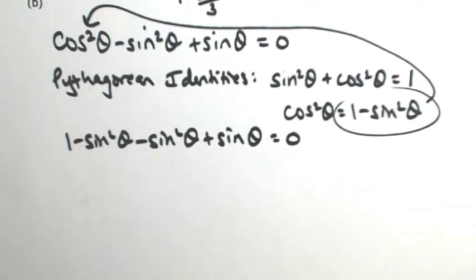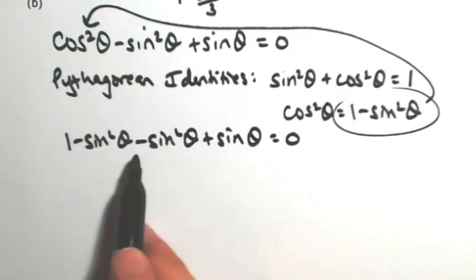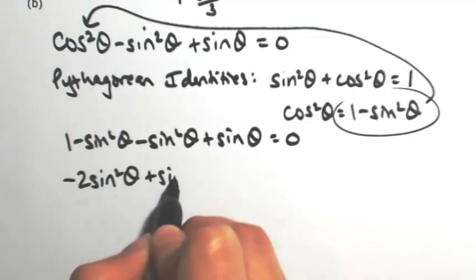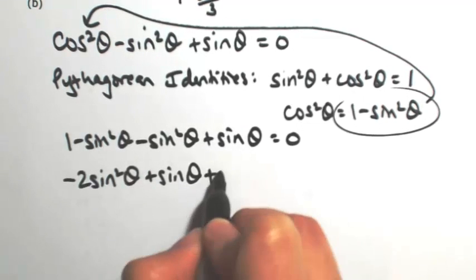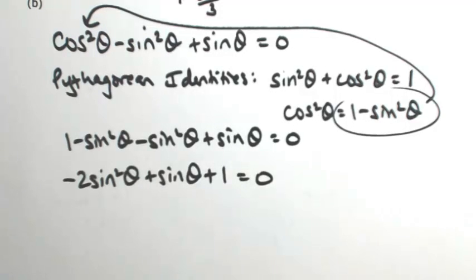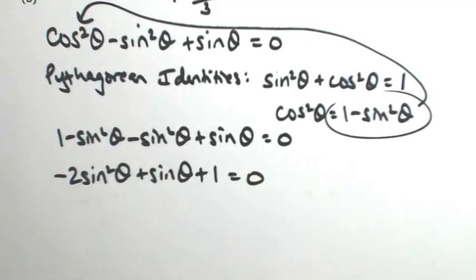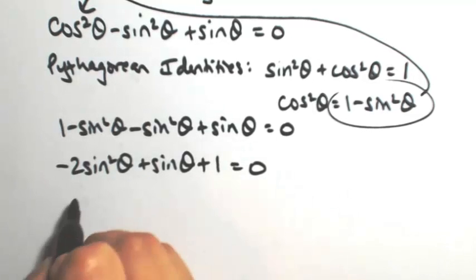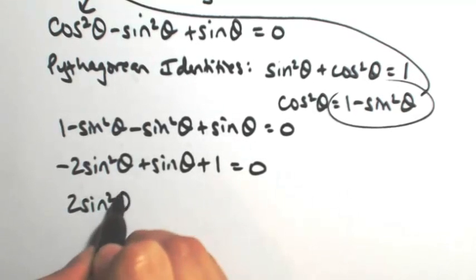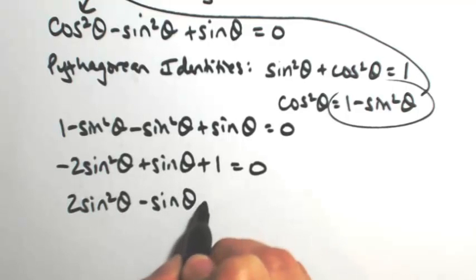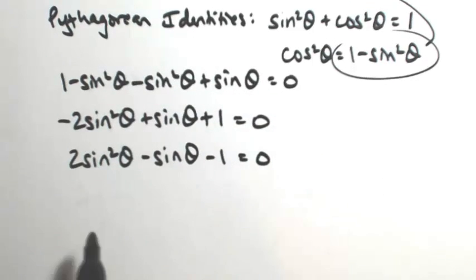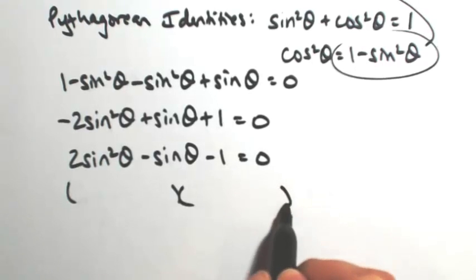So I'm going to clean this up, and then we can probably factor it just like we did in part A. So I have minus 2 sine squared theta plus sine theta plus 1. I don't know about you, but I don't like negatives on my leading term here, so I'm going to divide everything by the negative. Looks better to me. So now I'm going to factor it just like I did in part A.